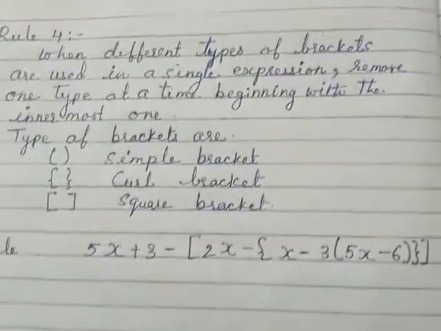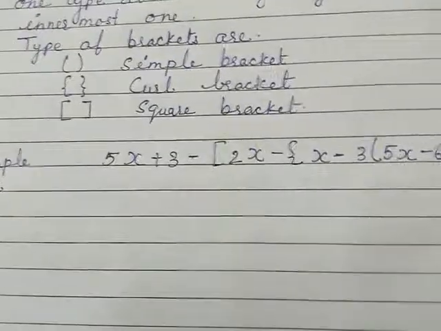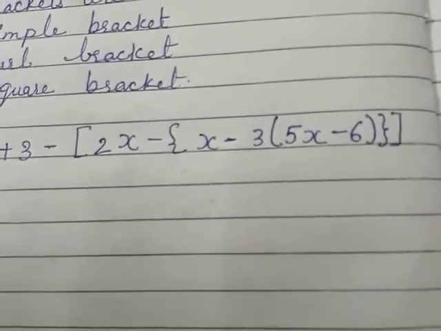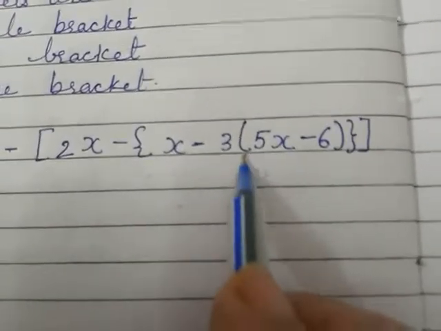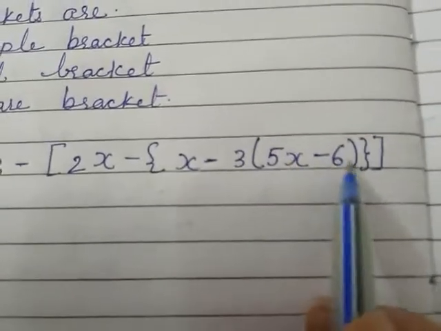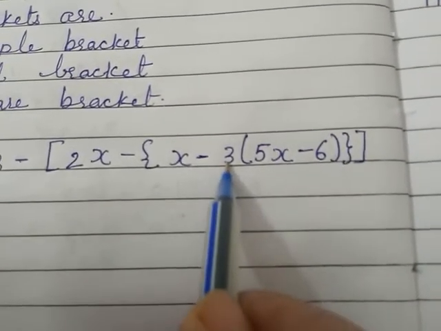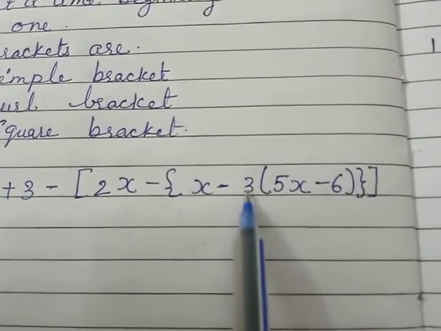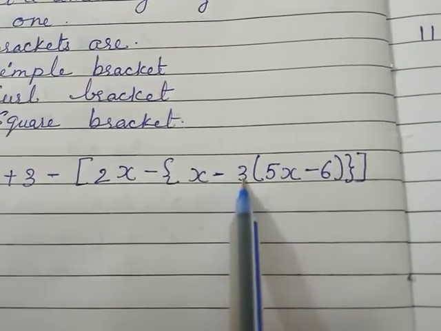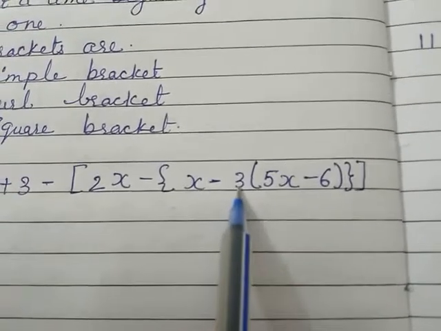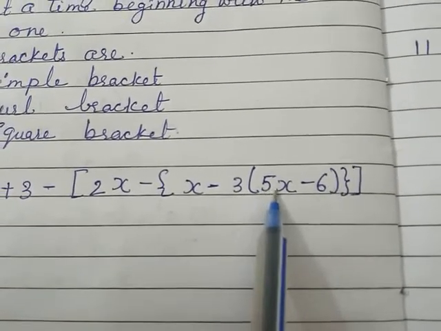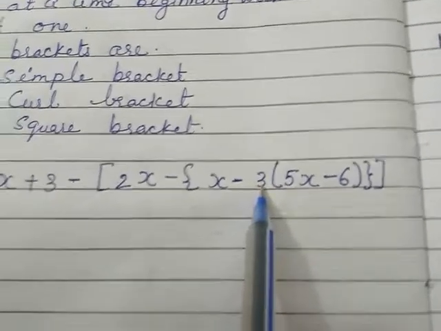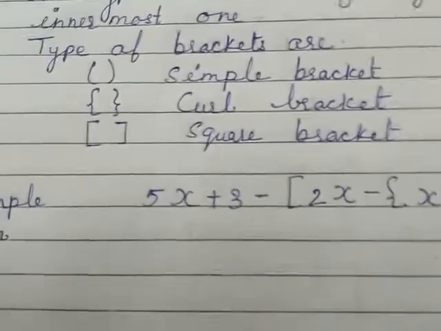Now I will solve it here so that you can understand how we have to remove the bracket. So the first one we will remove is the simple bracket, and outside the simple bracket you can see the term that is minus 3. So you know the rule. If any term is present outside the bracket, we will remove the bracket by multiplying each term with the term which is outside the bracket. So here we will simply do the solution.